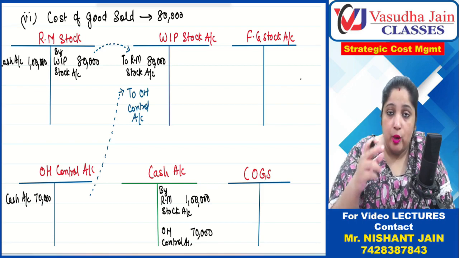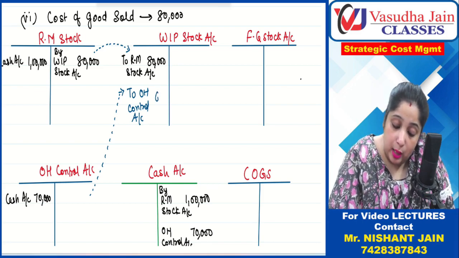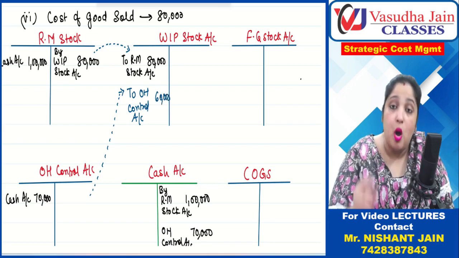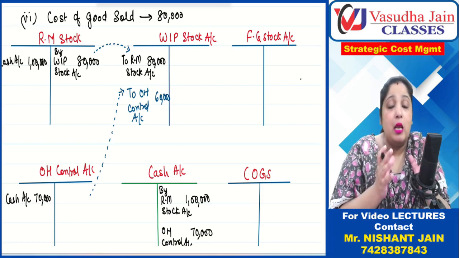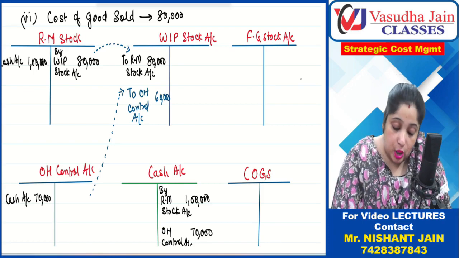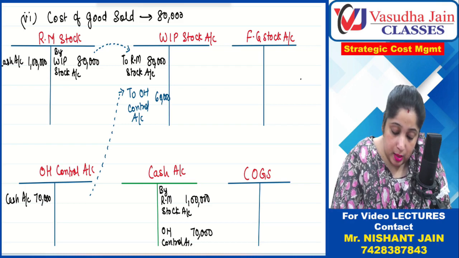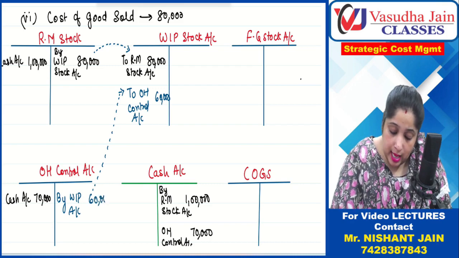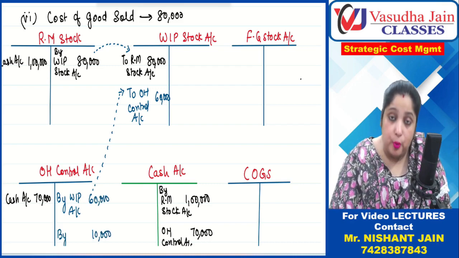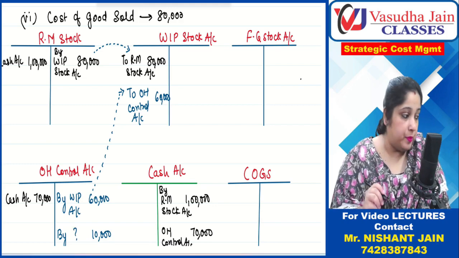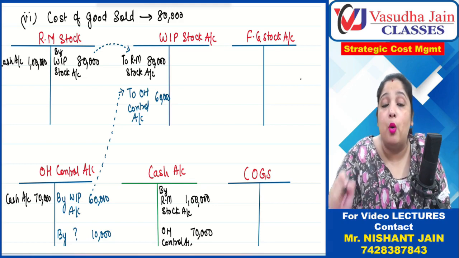I'm increasing the value of my work in progress, but I will add here only 60,000 because I want to show how much should have been the expenditure or the value of work in progress. So here I will write by work in progress account, and I will transfer here 60,000. And this 10,000 is my loss, and loss always goes to profit and loss account, which I will show later. This is my unabsorbed overheads.